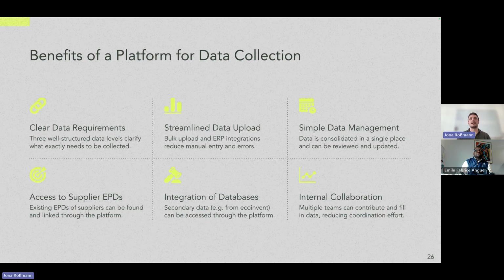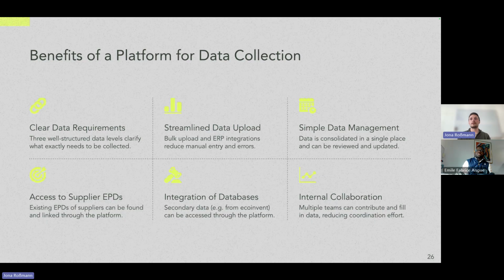Second one, streamlined data upload. So you don't have to enter everything manually. You can also use the bulk uploads where you can directly export, for example, from your ERP system or other internal systems and bulk upload them into the platform. So that also saves a lot of manual entry, and of course, also reduces or minimizes errors. We're also working on ERP integrations for even more automated data collection, which I come to in a second.